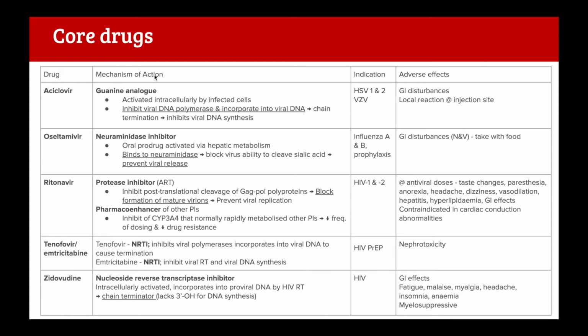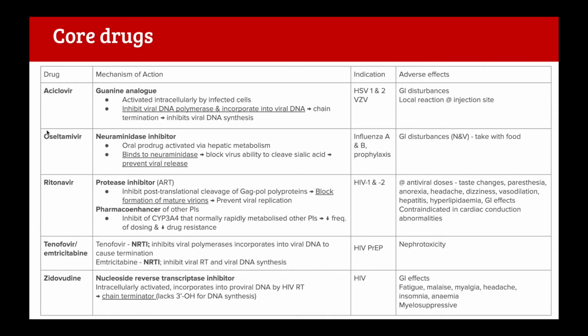it's a guanine analog. Once inside your body, it's activated by infected cells, and its action is to inhibit viral DNA polymerase, and also because it's a guanine analog, it can incorporate itself into the viral DNA, and this causes chain termination, as in it causes DNA synthesis to end. It is used in HSV, herpes simplex virus 1 and 2, and varicella zoster virus. So remember, that's what causes chickenpox. Its adverse effects are GI disturbances, the usual nausea, vomiting, diarrhea, or also some irritation at the injection site.